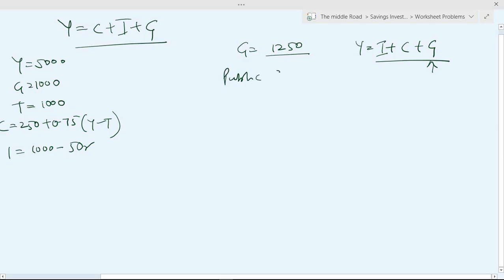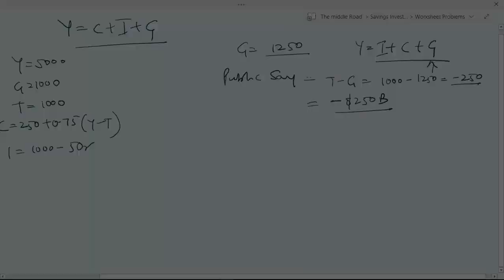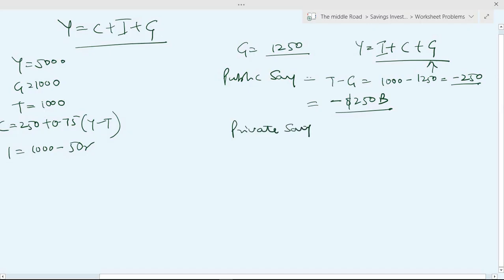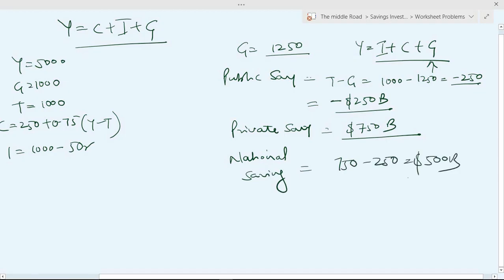So let's look at what will be the public saving. Public saving would be tax minus government purchases, which is nothing but 1000 minus 1250 is equal to minus 250. So there is a deficit, and this deficit of minus $250 billion. Now we come to private saving. We'll see that the private saving will remain same. The reason is because there is no variable of government purchases in private saving. It does not affect, there's no change in tax, so the disposable income does not change. So we have calculated that figure as $750 billion. So we know total national saving is equal to private saving plus public saving is nothing but 750 minus 250 is equal to 500 billion.